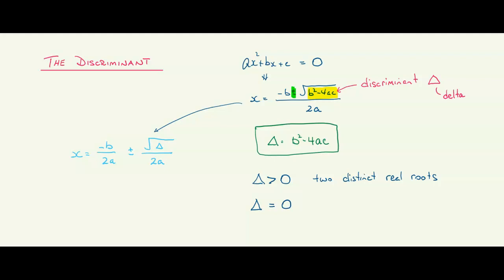So we don't have our two solutions now. We've only got one solution, and that'd be it there. It'll be minus b over 2a. That's the case when the discriminant equals 0.